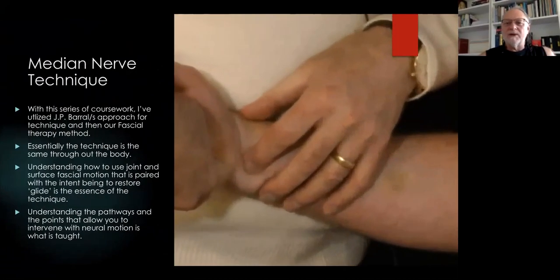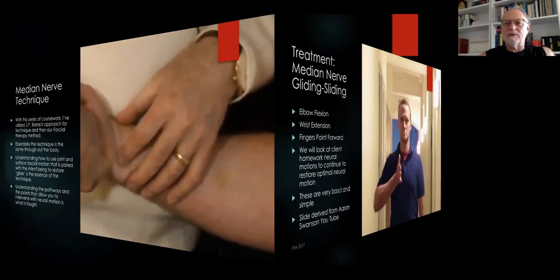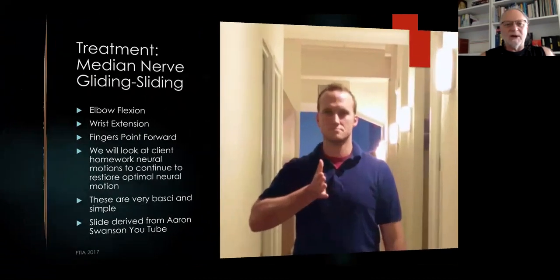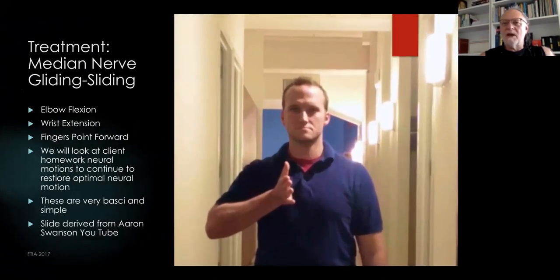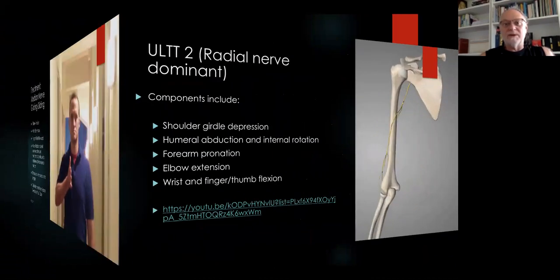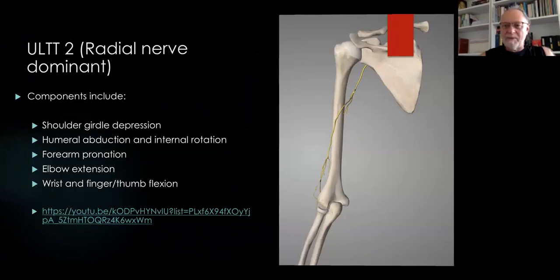We'll look at how we do some of the technique, and teach you how to do the simple version of the technique, and then we'll bring in gliding and sliding motions. We'll teach you the movement not only for yourself, but to take something home for your clients. We go then through the radial nerve, and we do the same thing. We just walk through that pathway.